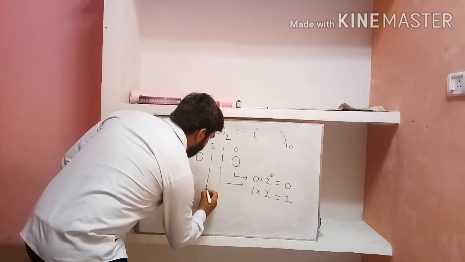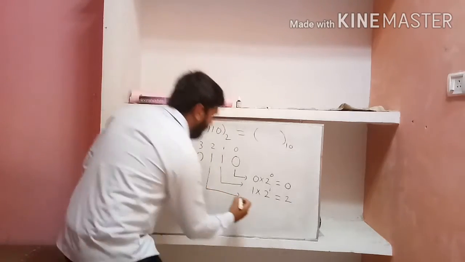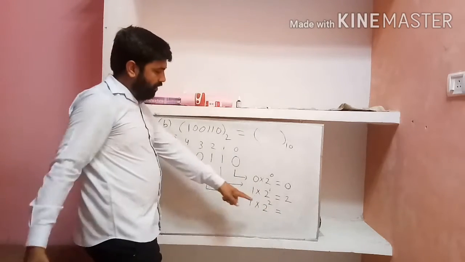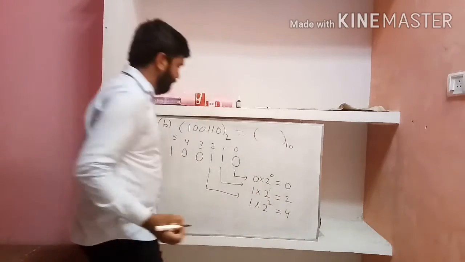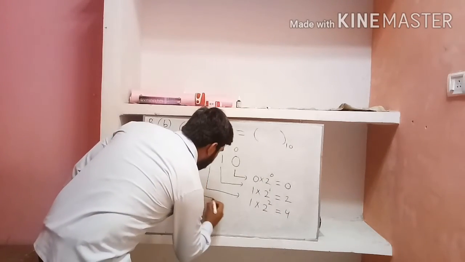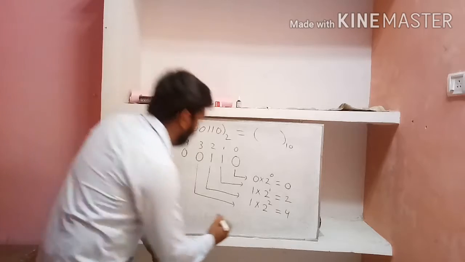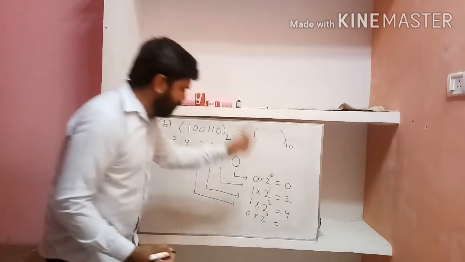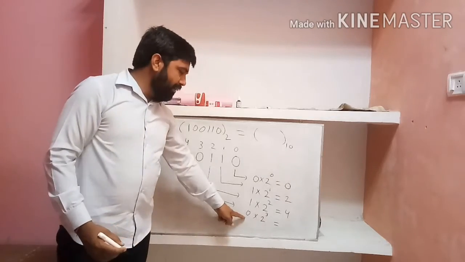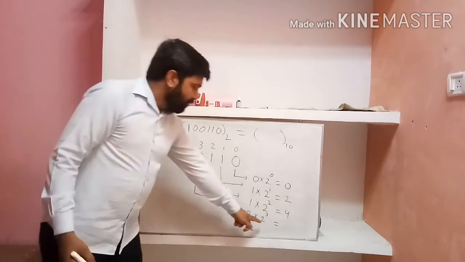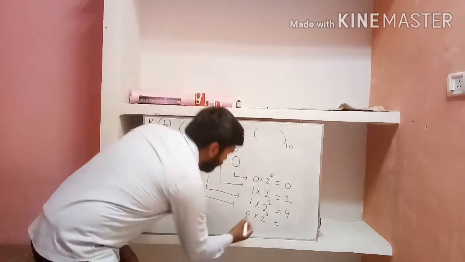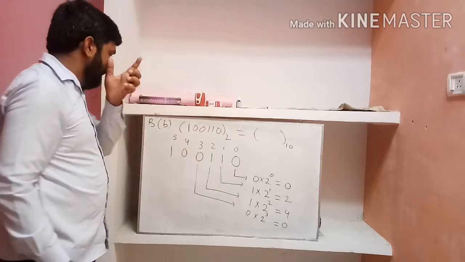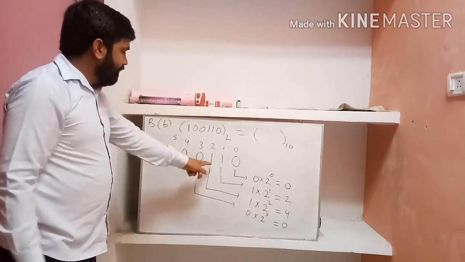So here also, see, 1 multiplied by 2 to the power 2. 2 to the power 2 value is 4. 4 multiplied by 1 gives you 4. Now here this is 0. 0 multiplied by 2 to the power 3. Whatever 2 to the power is there, if you multiply by 0, the product will be 0. 2 to the power 3 value is 8. 8 multiplied by 0 gives you 0. So all 0 bits will give you the product 0 only. Only the bit 1 will give you a number for the sum.